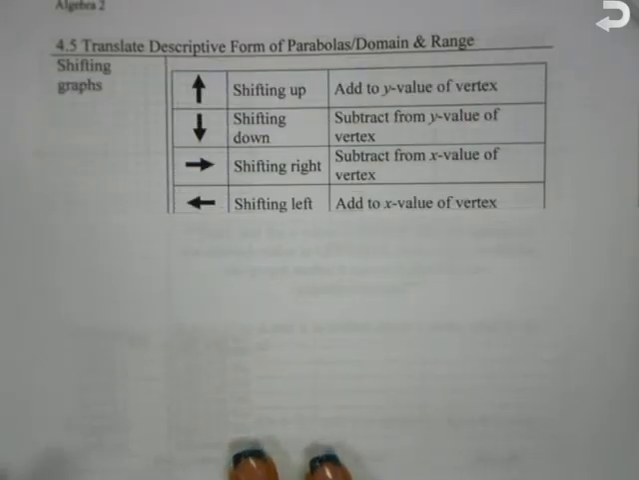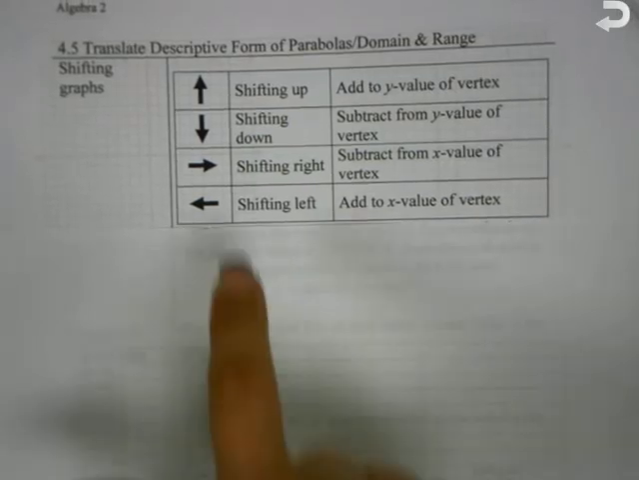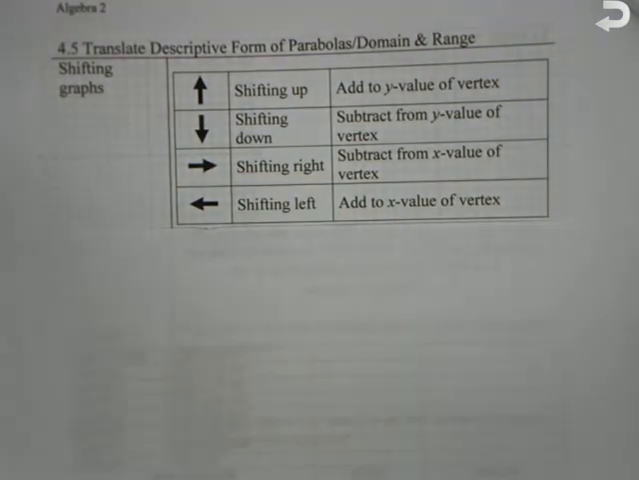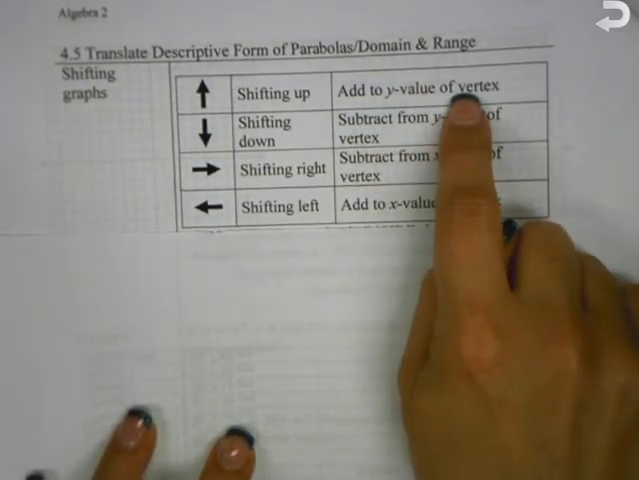So they're going to give us the equation of the original parabola, and we're just going to be shifting it around and finding the new equation. So I have a little chart for us to know what to do. Okay, if we are shifting up, so our parabola is just shifting upwards, is that dealing with the y values or the x values? The y values. So the only thing that's going to change is the y value of the vertex. So we just add, because we're going up.